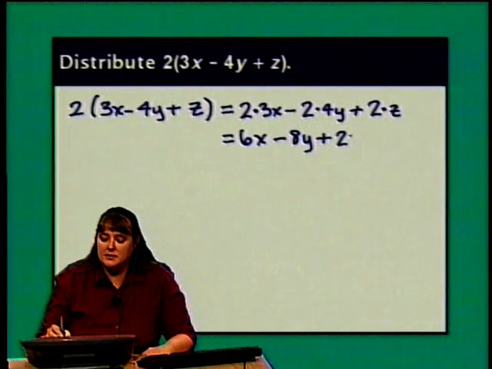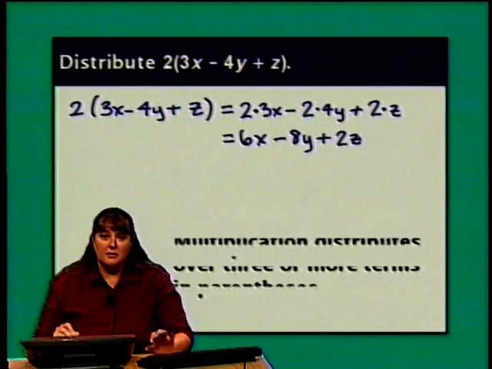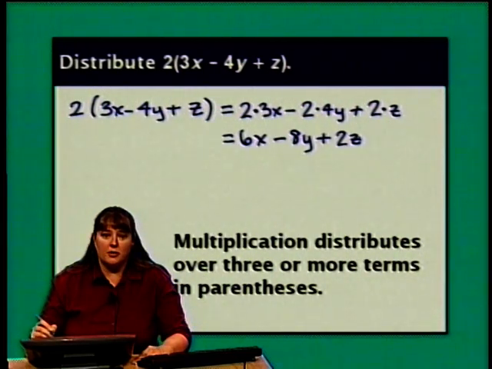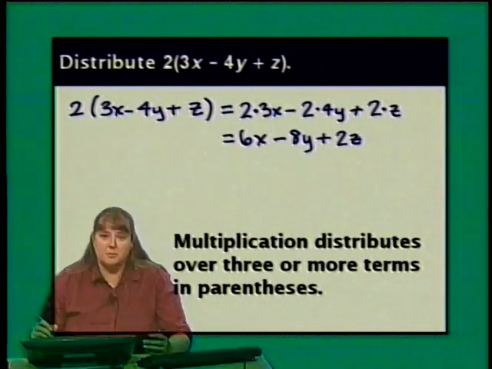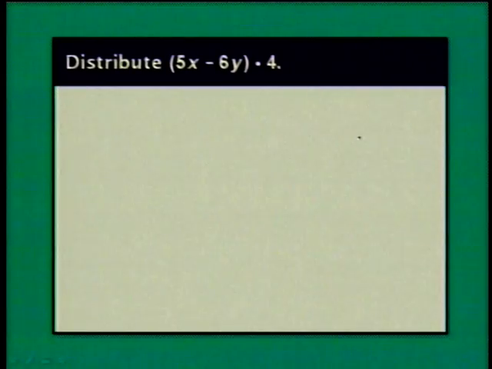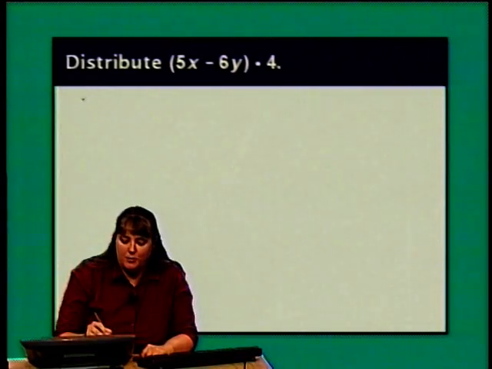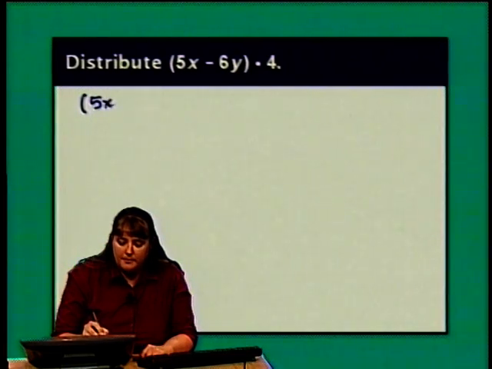So that's plus 2z. Now we just saw multiplication distributing over 3 terms in parentheses. Multiplication actually distributes over 3 or more terms in parentheses. Wouldn't matter if I had 5, 10, 100 terms in the parentheses. I could still distribute my multiplication over each of those terms. Now let's look at the quantity 5x minus 6y multiplied by 4.